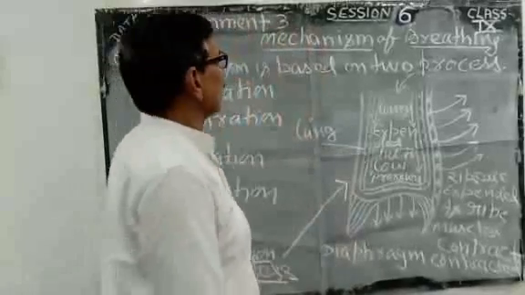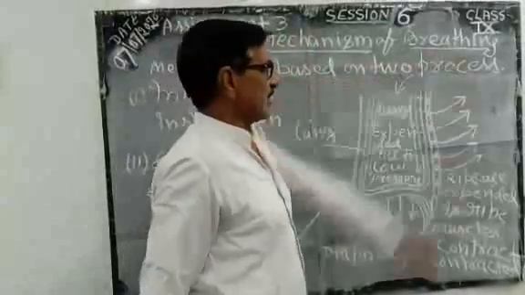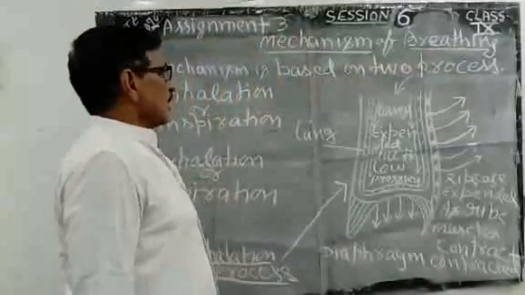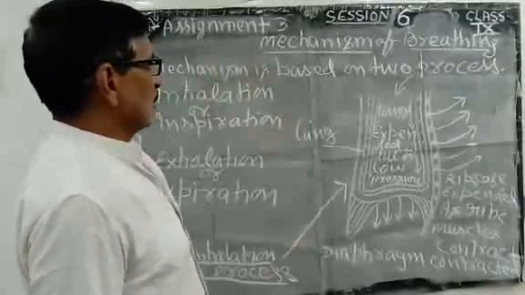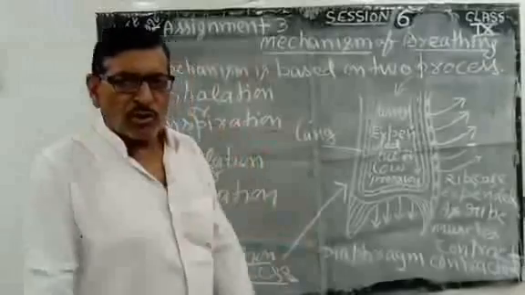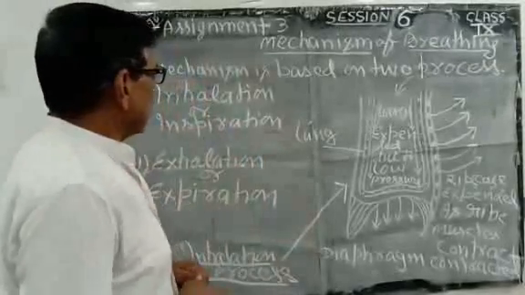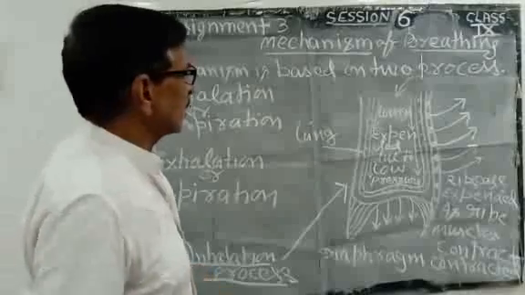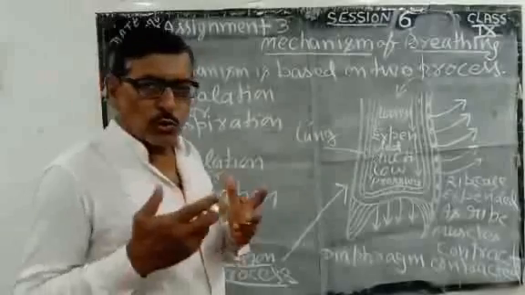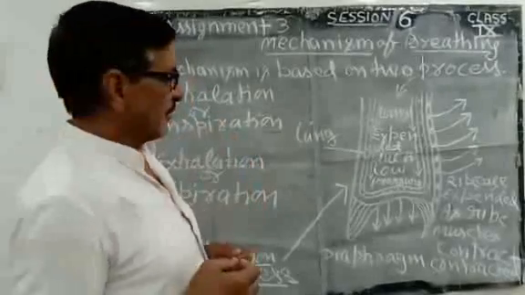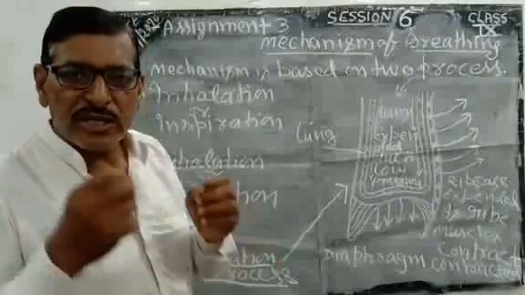Now, children, I am going to explain the mechanism of breathing. Children, for better understanding, we must know about the lungs. We can say the lungs are two thin-walled elastic sacs in the thorax.